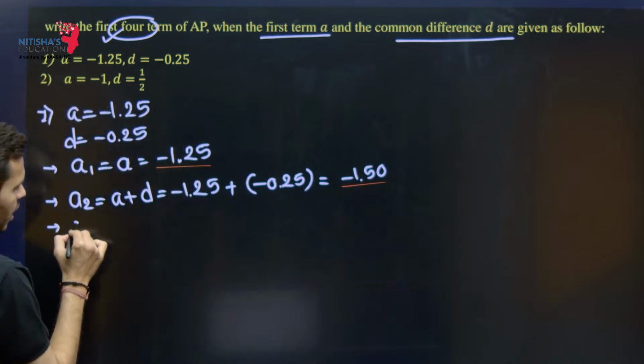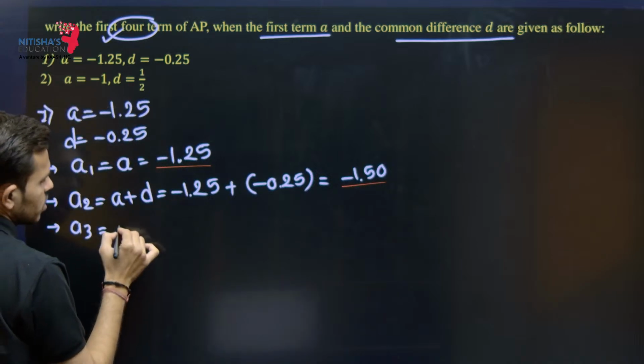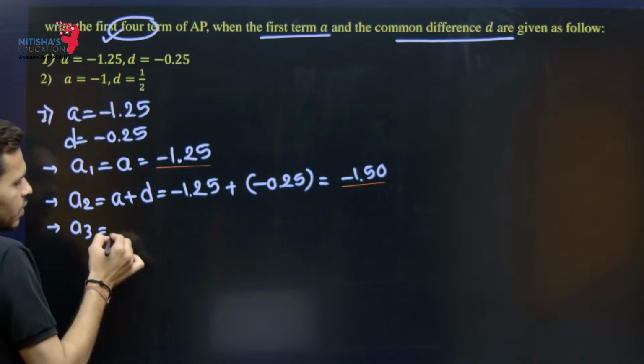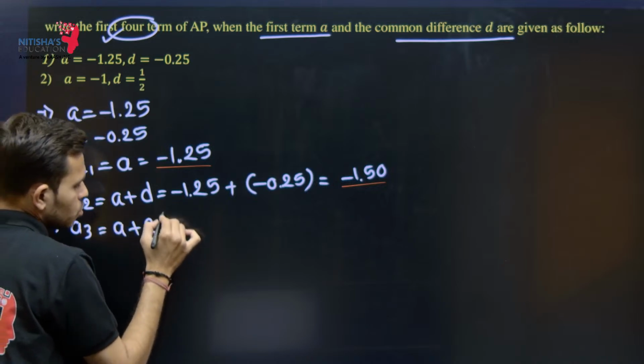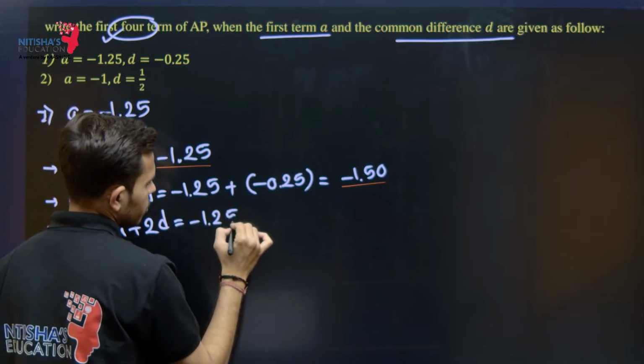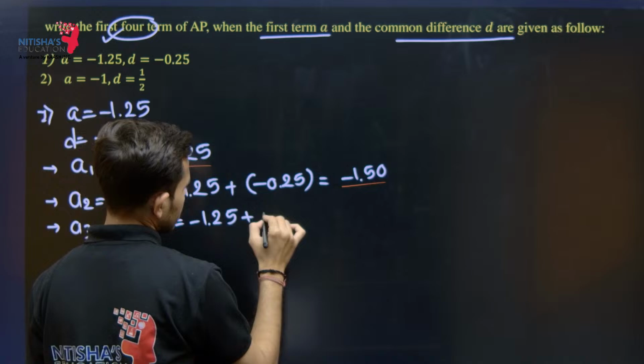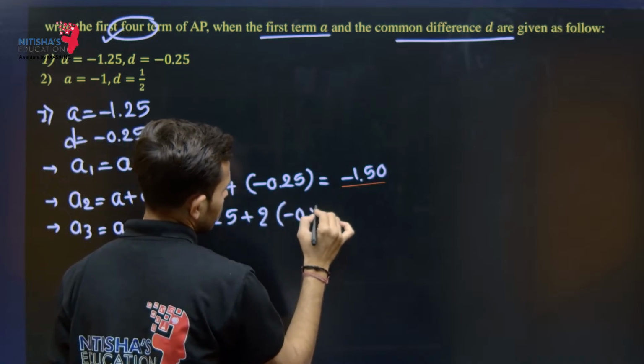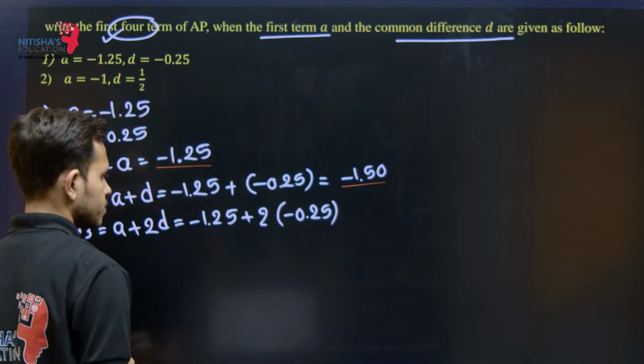Now we need to find our third term, a3, which is given by a plus 2d, right? Where a is equal to minus 1.25 plus 2 in bracket minus 0.25.